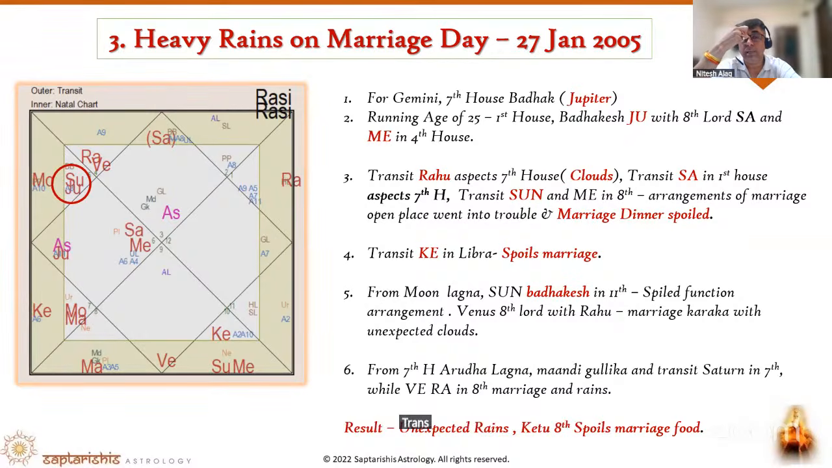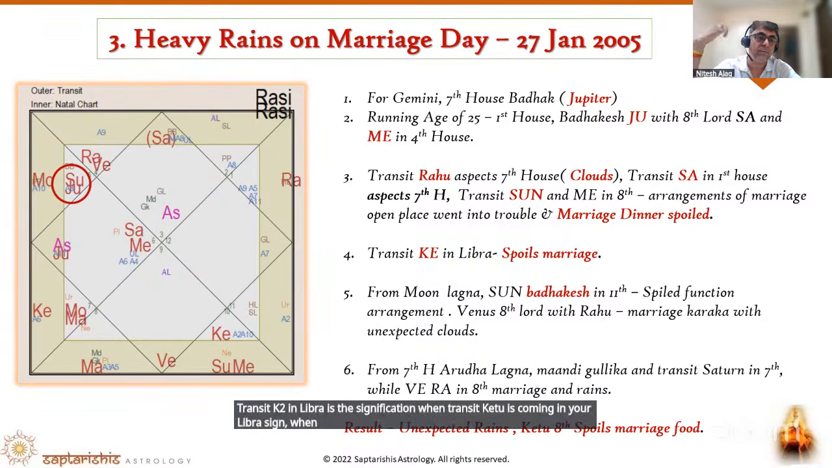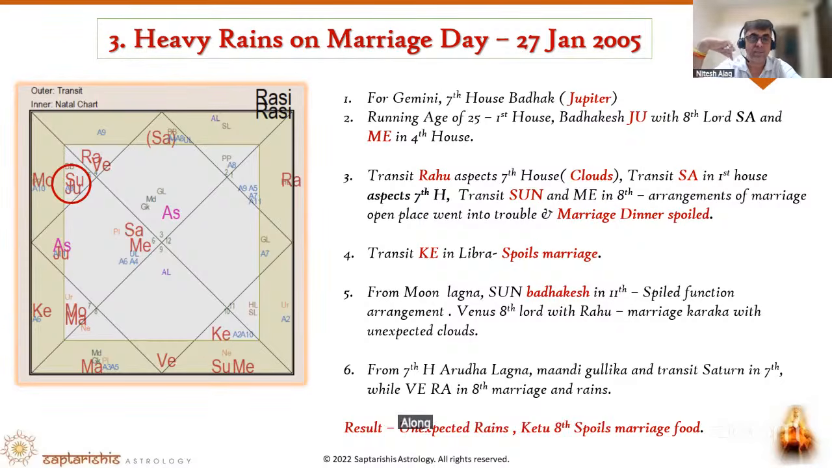Transit Ketu in Libra is the signification when transit Ketu is coming in your Libra sign. Whenever we see marriage, we also see the seventh house. We also see Libra. So you can see the Ketu is in transit. Ketu is in the fifth house along with the Moon and Mars.